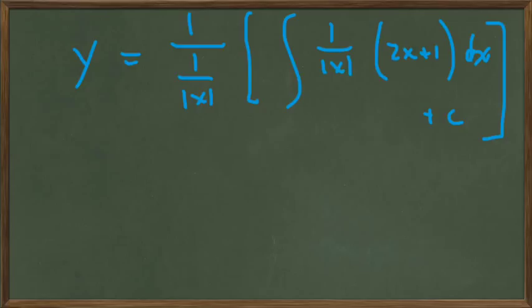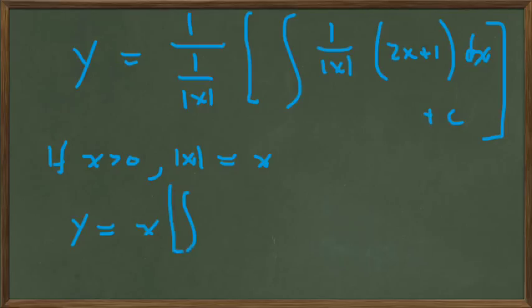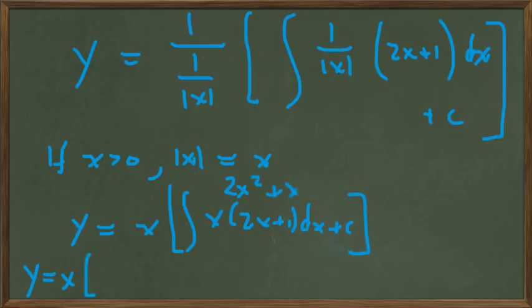Let's consider two cases. If x is greater than 0, then absolute value of x is just x. And so in that case, we just have y equals 1 over x times x. And under the integral sign, we just have x times 2x plus 1 plus c. Put the dx in here. And that gives us y equals x. When we are integrating this, we're integrating what? 2x squared plus x. And so we get what?